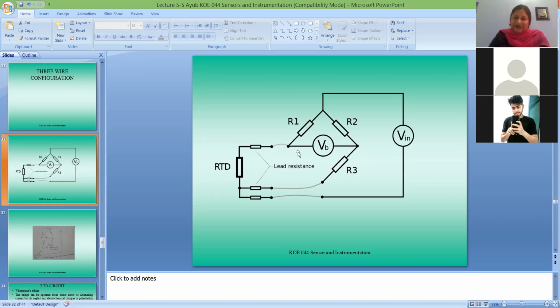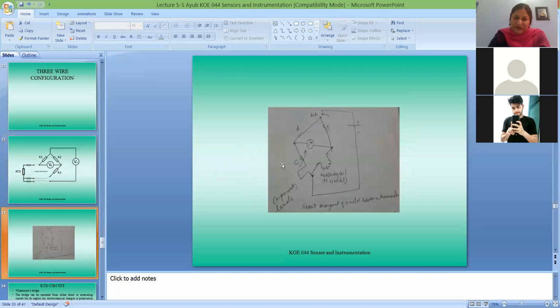But there will be change in the lead resistance also, and because of that your output voltage is not directly proportional to the resistance or temperature change of the RTD, but will be dependent upon this also. So we use some compensating leads for that. So let's see how it is. Can you see this diagram? Yes, ma'am. Yeah.